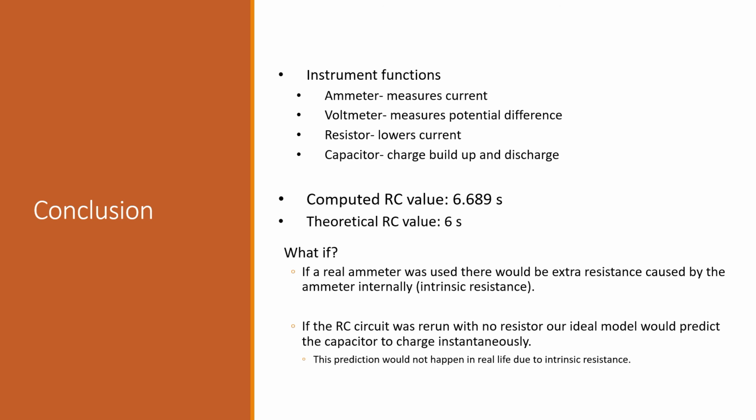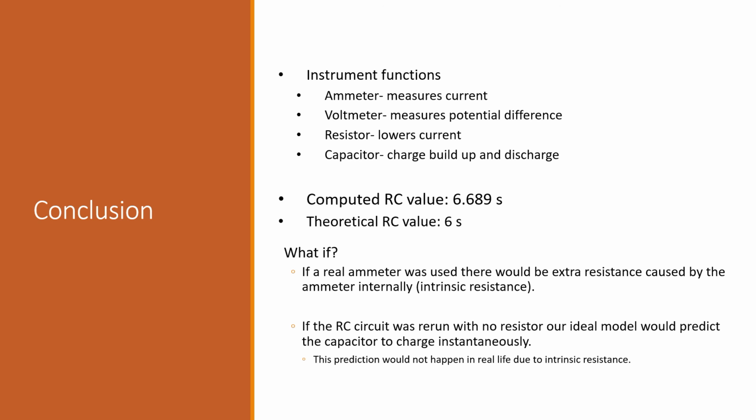To answer some theoretical questions, if instead the experiment was run using a real ammeter, the current read would be lower and the potential difference read across it using a voltmeter would be non-zero. This is the case as real ammeters, as opposed to the theoretical ones we used, have internal or intrinsic resistance, meaning they do affect the circuit.